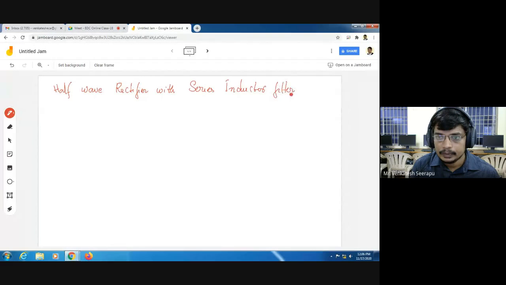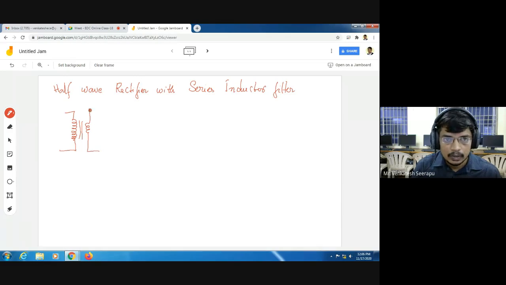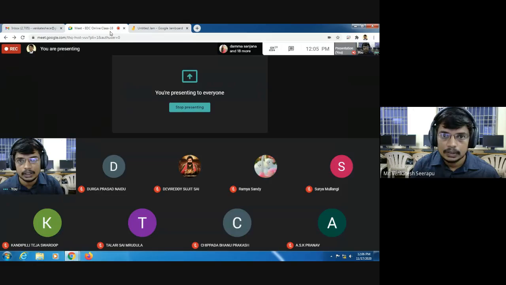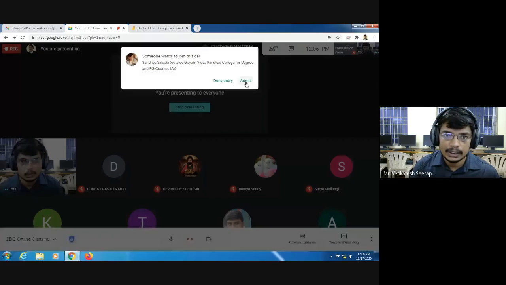So all of you know that a half-wave rectifier circuit diagram has a step down transformer. It is a half-wave rectifier with series inductor filter. Why is it called a series inductor filter? Why did the name come as series inductor filter?